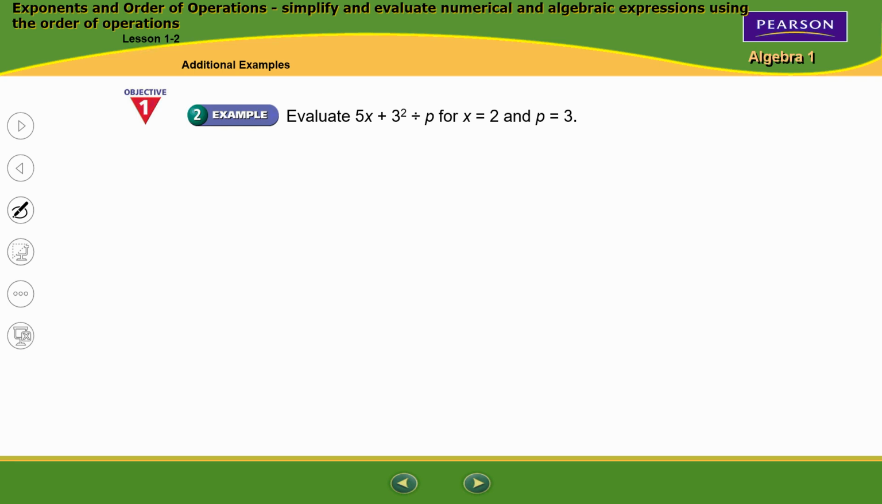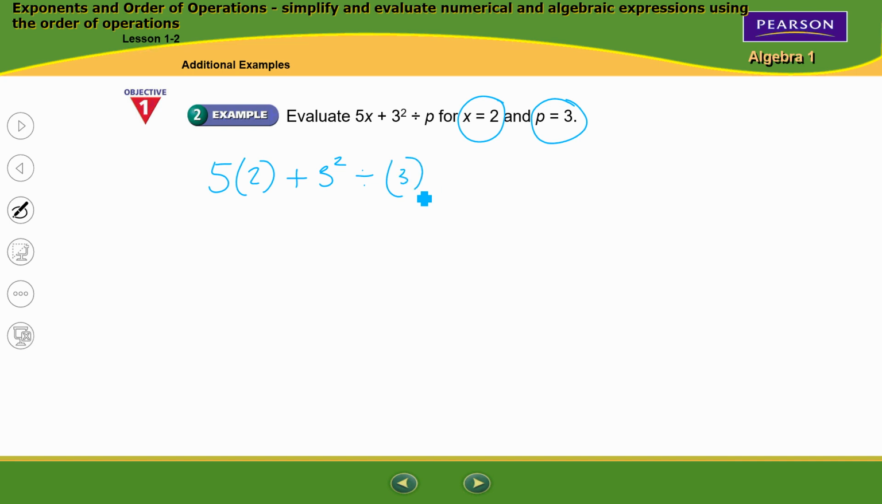Evaluate 5x plus 3 squared divided by p. X equals 2, p equals 3. So 5 times x is going to result in 5 times 2 because x equals 2. Plus 3 squared divided by p, which is 3.